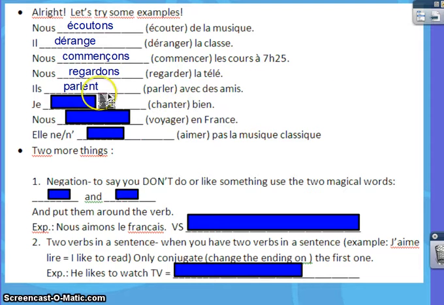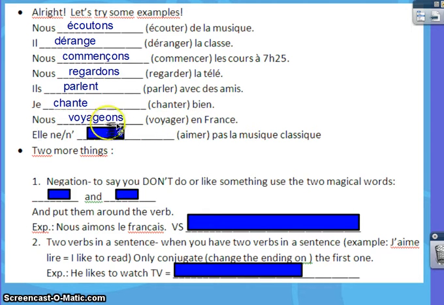Chanter, not a GER, not a CER. Again, could have done this a long time ago. Drop off the ER, add the letter E ending for my je subject. Je chante bien, I sing well. Now on this one, voyager, there's a GER, so I'm automatically on high alert. I double check the subject. It is indeed nous, which means that after dropping the ER and before adding the ONS, I actually leave that E back in there, and that's a weird exception to the rule because it's a GER with nous.